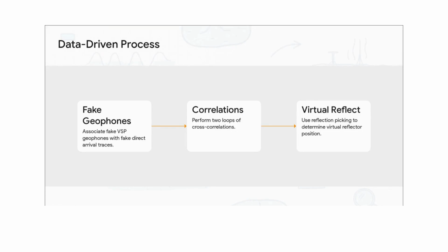To solve this, we rely on the mechanics of interferometry. Here are the key iterative steps. First, we associate fake VSP geophones in the subsurface with fake direct arrival traces. Then, we perform correlation loops between different shot records. Because the waves travel through the exact same near-surface path to get back to the surface, correlating them actually subtracts that shared travel time. This effectively turns a surface receiver into a virtual subsurface source. Finally, we iterate. We use reflection picking to continuously refine the position of this virtual reflector.